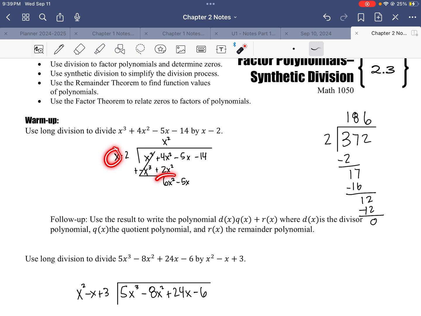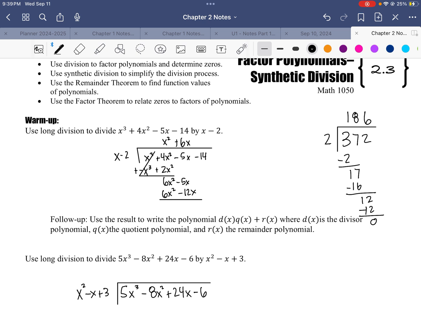How many times does x go into 6x squared? In other words, what do you have to multiply by x to get 6x squared out? Well, you need to multiply by 6x to get 6x squared. And then again, we take this and multiply it by all of this. So 6x times x, as well as 6x times negative 2. 6x times x gives you 6x squared. 6x times negative 2 gives you a negative 12x.